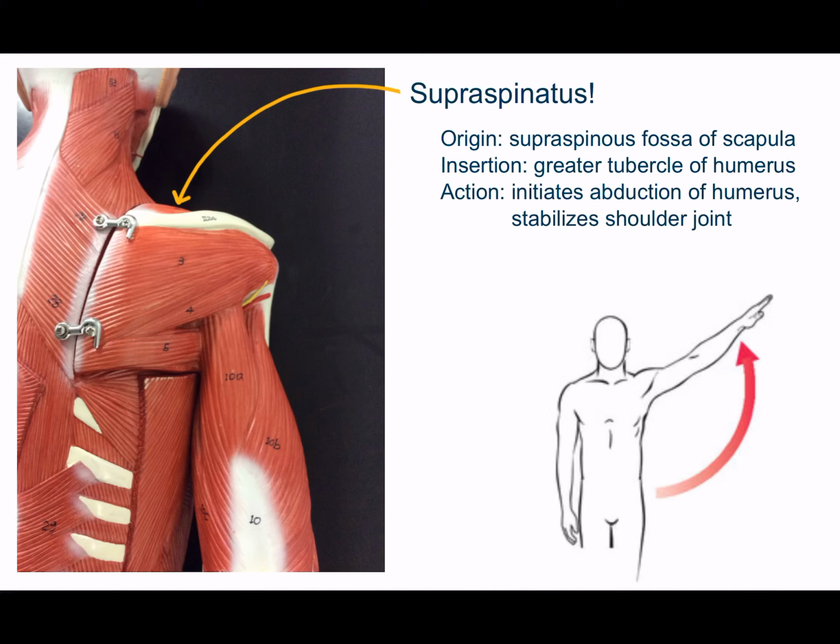The supraspinatus originates at the supraspinous fossa of the scapula. These next few are going to be rotator cuff, so I'm just going to write RC on them. It's going to originate at the supraspinous fossa of the scapula, and it's going to insert at the greater tubercle of the humerus, which I'll explain in a second. Its action is to stabilize adduction of the humerus and stabilize the shoulder joint.